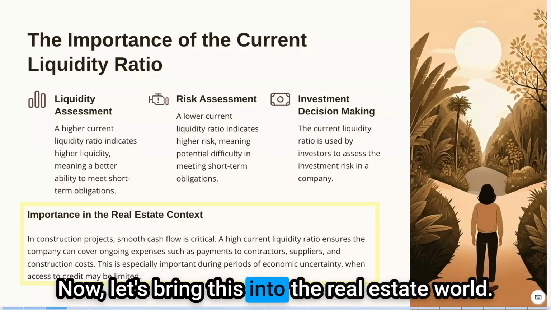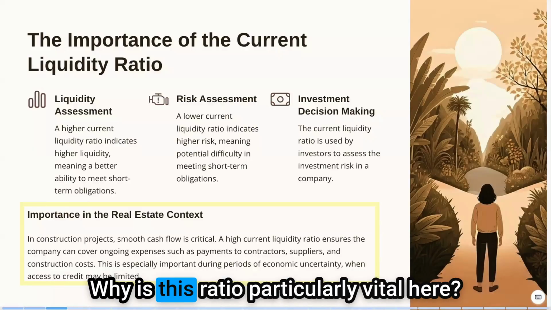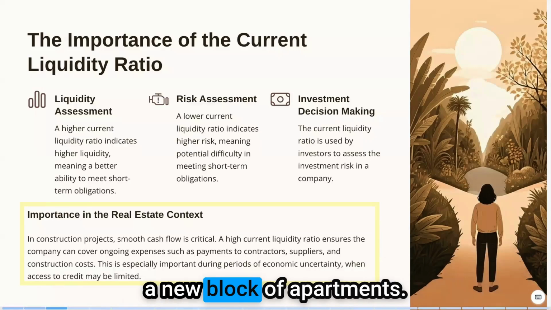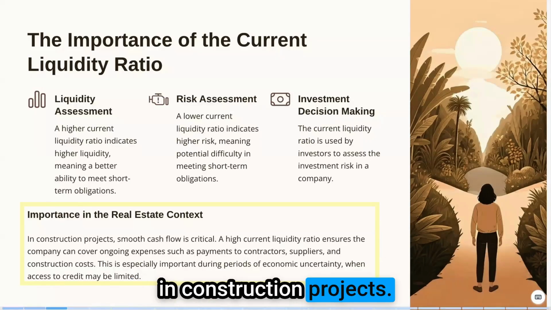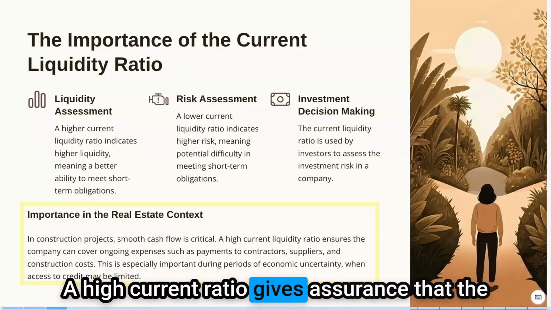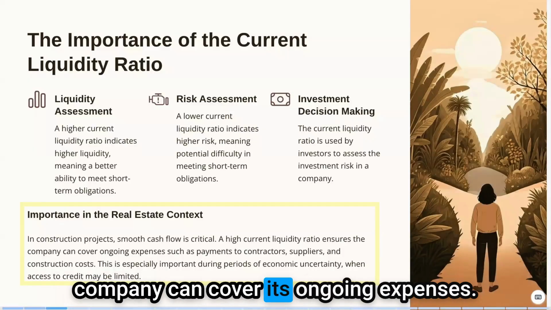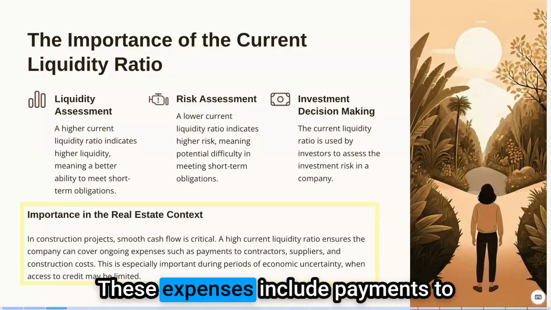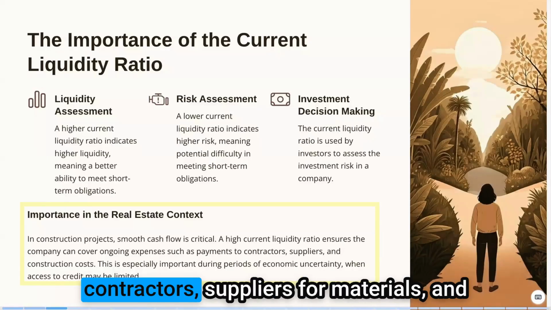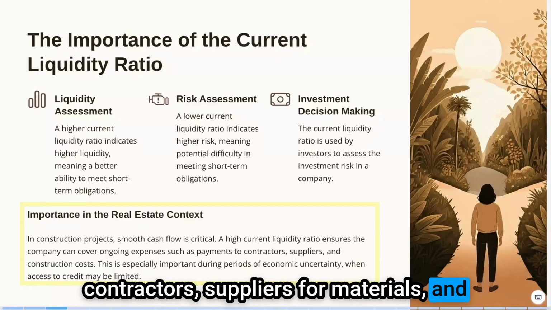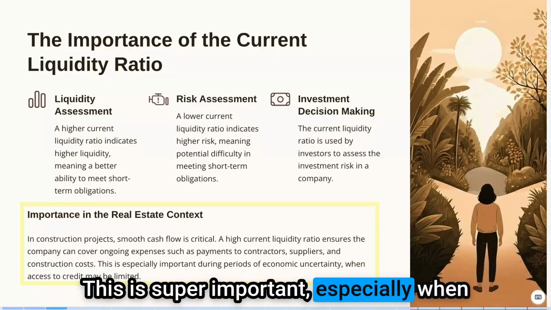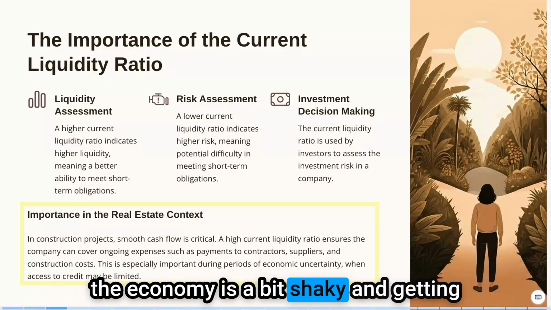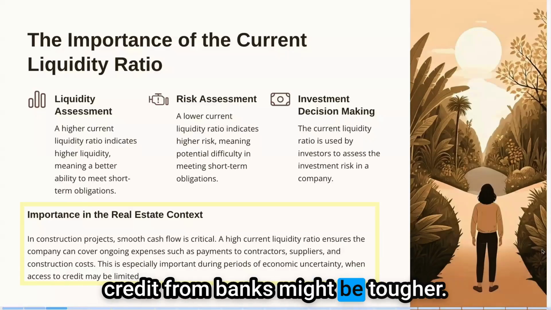Now, let's bring this into the real estate world. Why is this ratio particularly vital here? Imagine a company is building a new block of apartments. Cash flow is absolutely critical in construction projects. A high current ratio gives assurance that the company can cover its ongoing expenses. These expenses include payments to contractors, suppliers for materials, and all the other costs involved in building. This is super important, especially when the economy is a bit shaky and getting credit from banks might be tougher.